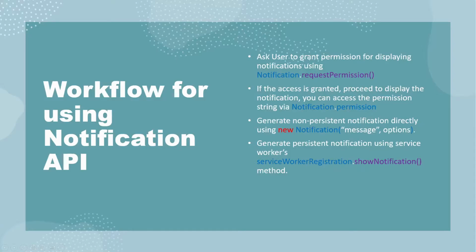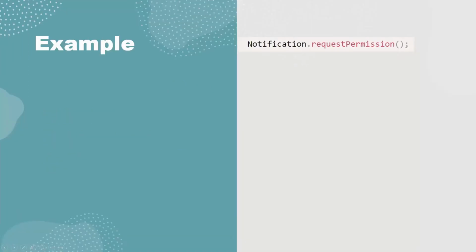And to generate a persistent notification, this is a more common way of implementing a notification. The persistent notification just means that when the application is closed, the notification is still showing. So this is commonly implemented using the service workers. Typically, you can use the serviceWorkerRegistration.showNotification to display the persistent notification. Okay, so let's show a code example of what we just talked about.